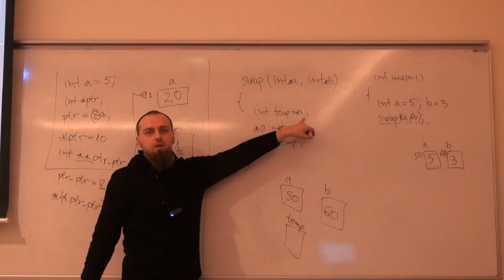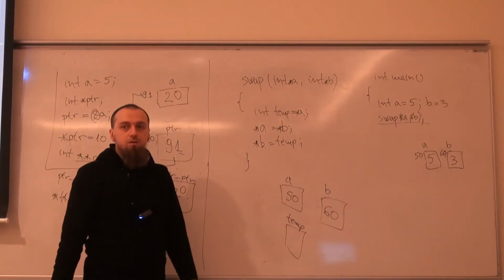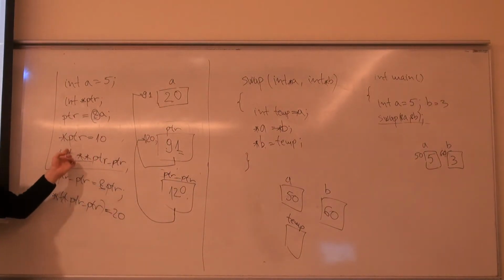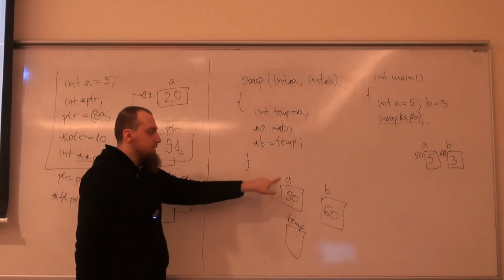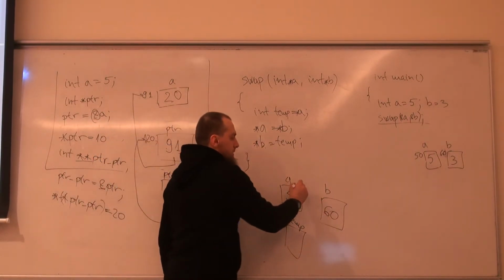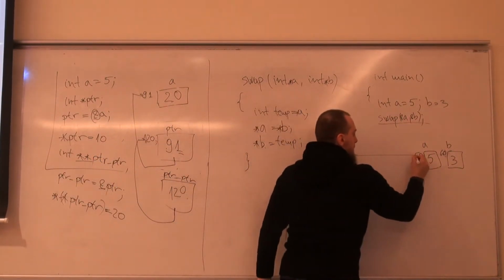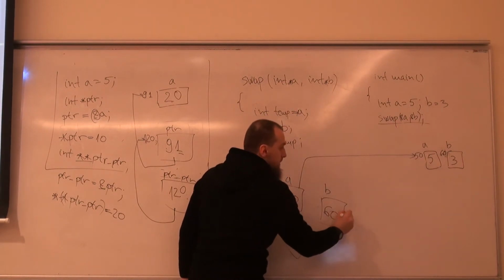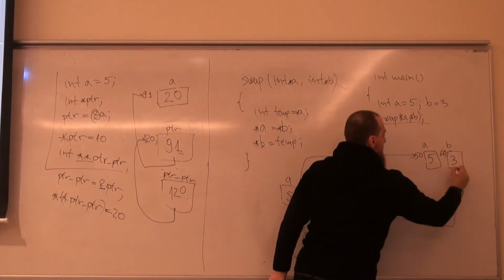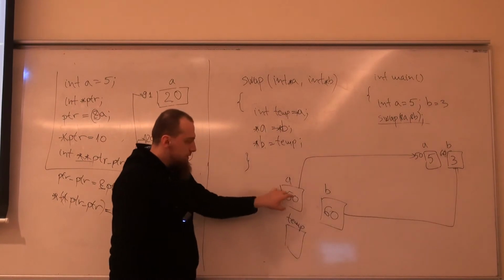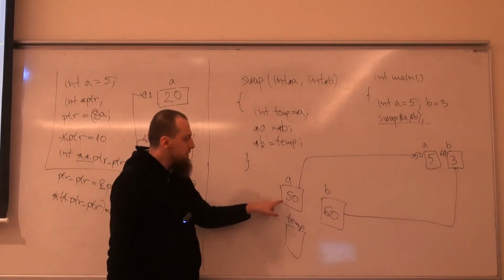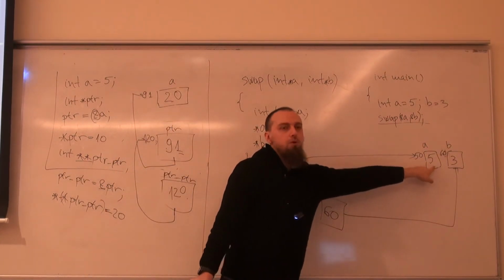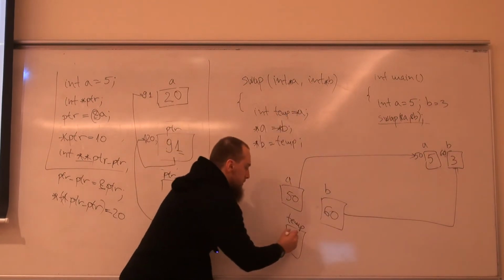What does that mean? Star A, you remember from here? So if this is 50, star A, so 50 points here, 60 points here. When I say star A, that means the value to which A points, which is 5. So temp is going to be 5.